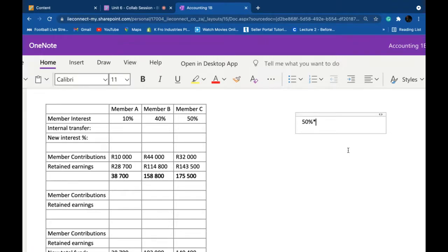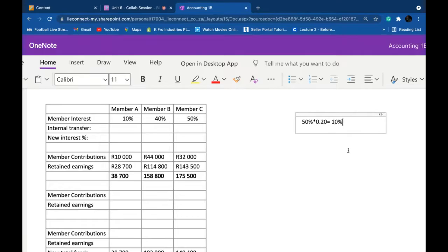So we say 50% we know is member C's. So we all are together, right? 20% of member C's interest, member C's interest is 50%. Then we're saying we want 20% of member C's interest. So we say times 20%, which is the same as 0.20, which then gives us the 10% which both of you mentioned. So now we know what we actually want is 10% of member C's interest to transfer that to member B. Does that make sense?